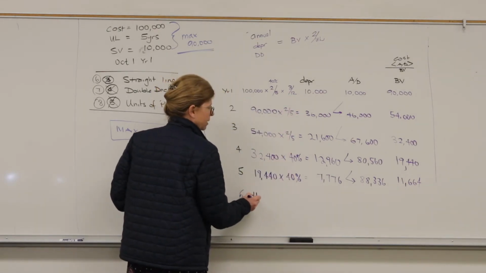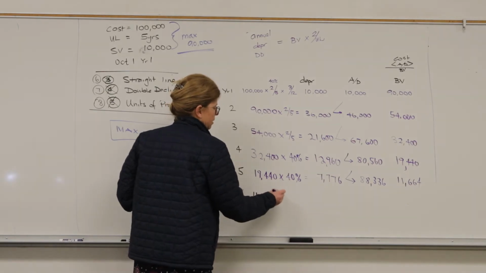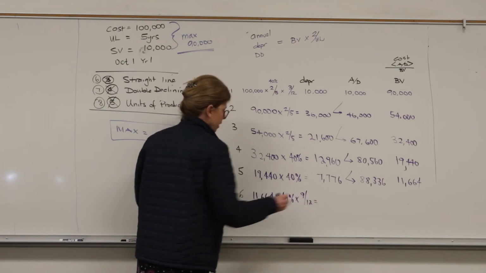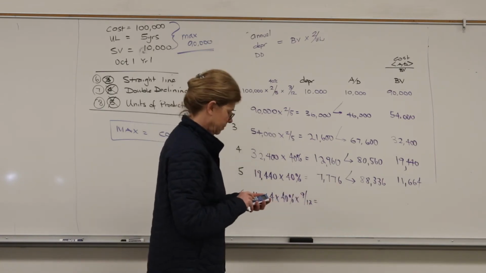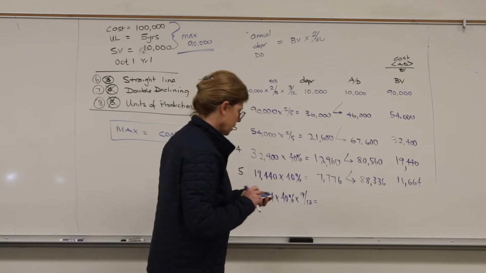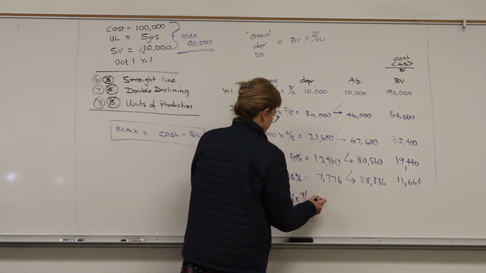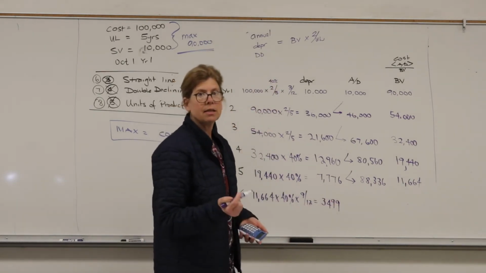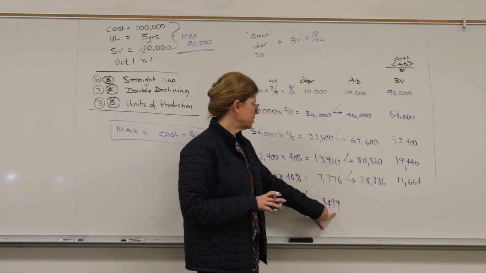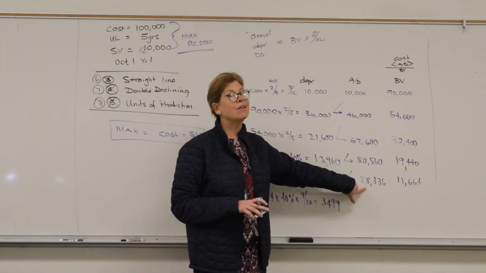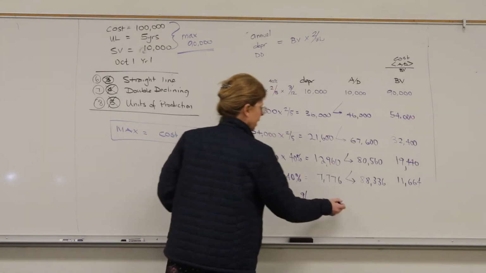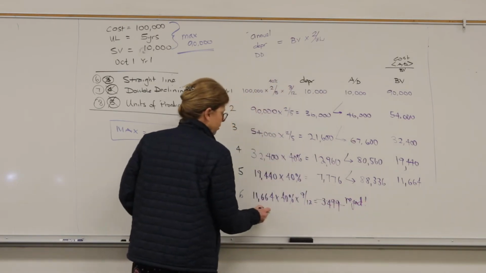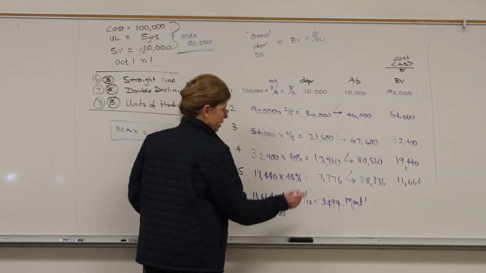So I come down, I've got 11,664 times 40% times now the 9/12, so I prorate for the rest of this year. And I come up with a number that I'm going to round to the nearest dollar of $3,499. Now, when I take this number and add it to that number, we are going to exceed 90,000. So I can't accept this number. I'll reject it.